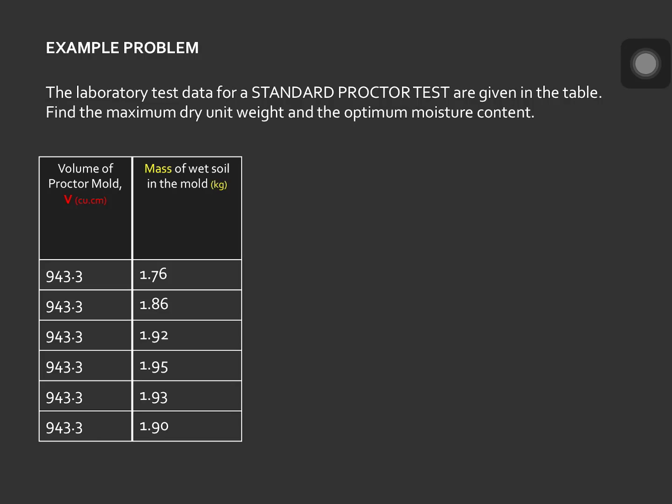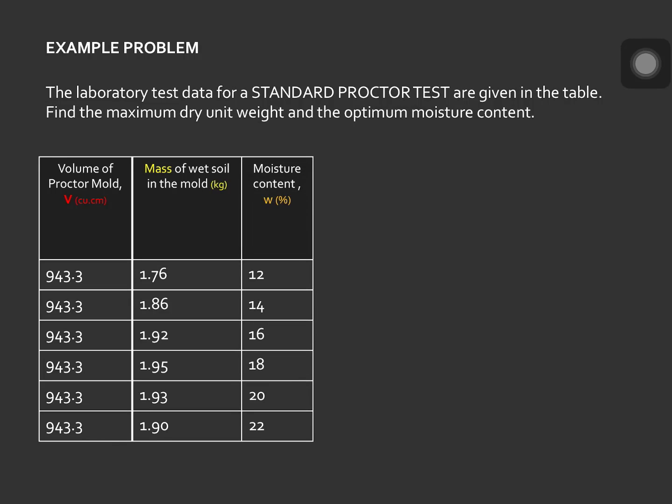And the mass of wet soil in each test conducted was recorded in kilograms: 1.76, 1.86, 1.92, 1.95, 1.93, and 1.90. Next, the moisture content at each test conducted was recorded, which is 12%, 14%, 16%, 18%, 20%, and 22%. So, the problem requires us to solve for the maximum dry unit weight and the optimum moisture content.